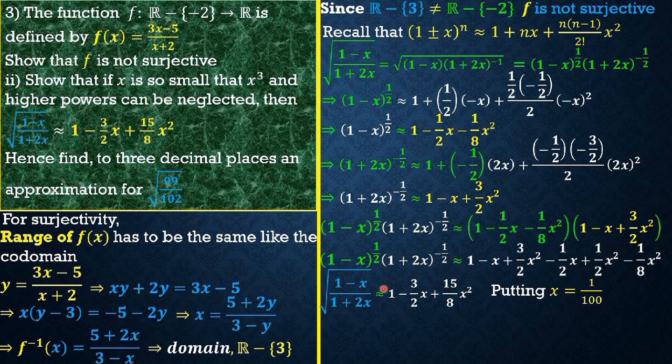Then we are going to substitute our x equal to 1 over 100 into our expansion, 1 minus 3 over 2 x plus 15 over 8 x squared. If everything, we are going to have the square root of 99 over 102 being approximately equal to 1 minus 3 over 2 times x, which is 1 over 100. We put in everything, we simplify, and we are going to have an answer of 0.985 to 3 decimal places as the question suggested. In fact, the square root of this to 3 decimal places is approximately 0.985.